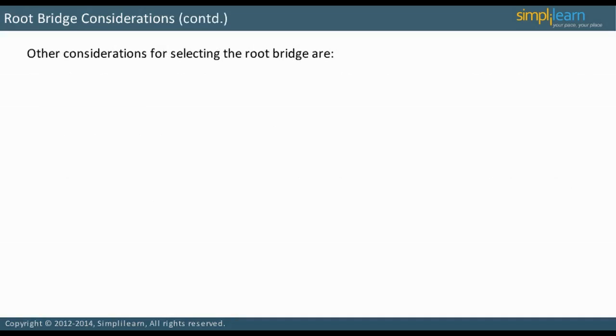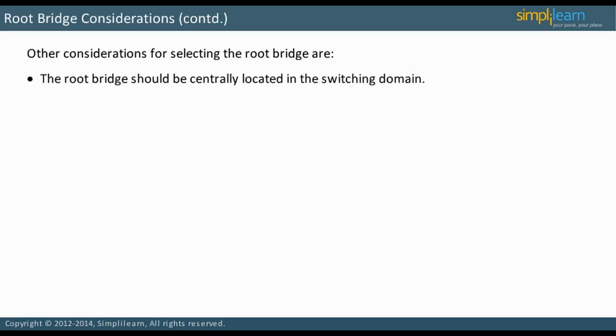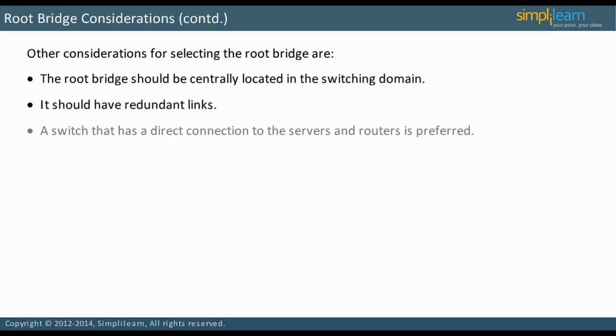Following are the other few considerations for selecting the root bridge. The root bridge should be centrally located in the switching domain. It should have redundant links if possible. A switch that has a direct connection to the servers and routers is preferred.